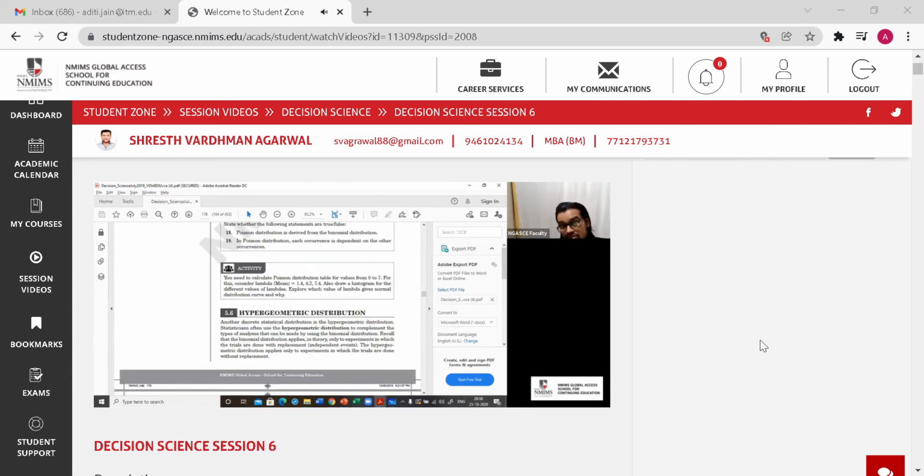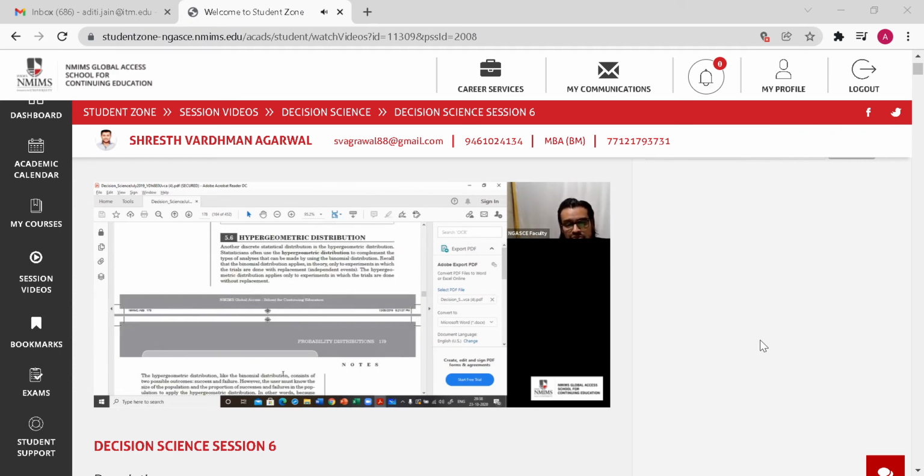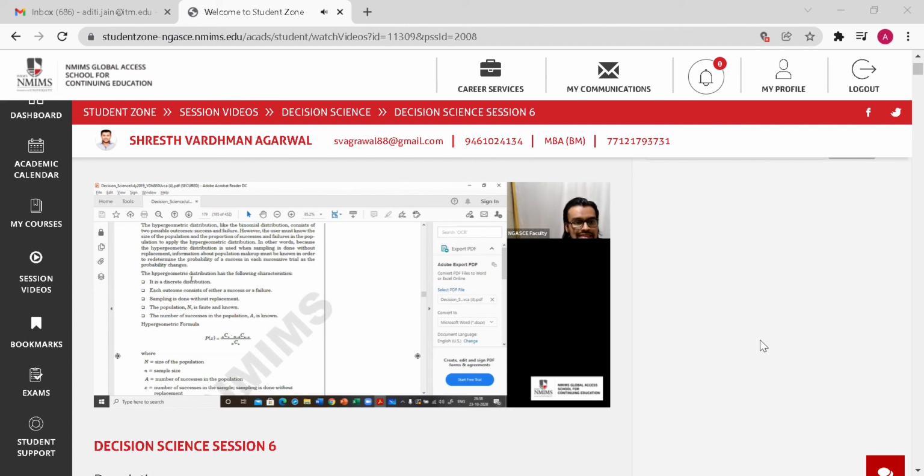Now this is a hypergeometric distribution, amazing distribution. Here it's a discrete distribution. Please take a note, this is also a discrete distribution, just like the Poisson and the binomial. Each outcome consists of either success or failure. Sampling is done without replacement. Matlab, if one item is defective, you can't replace that.